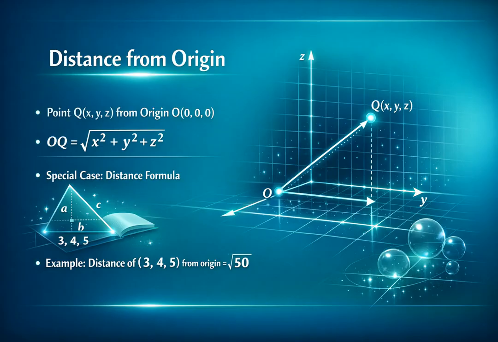The distance from the origin to any point Q with coordinates x, y, z is the square root of x squared plus y squared plus z squared. This is a special case of the distance formula where one point is the origin. For example, the distance of point 3, 4, 5 from the origin is the square root of 9 plus 16 plus 25, which equals the square root of 50.